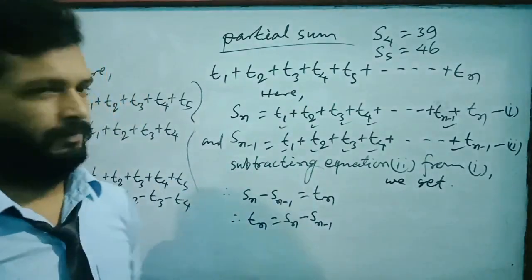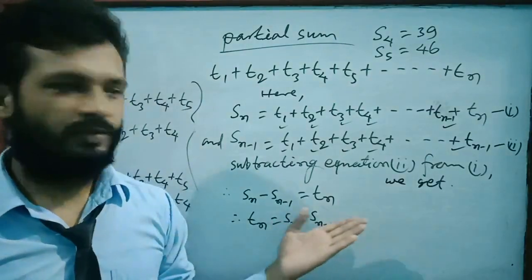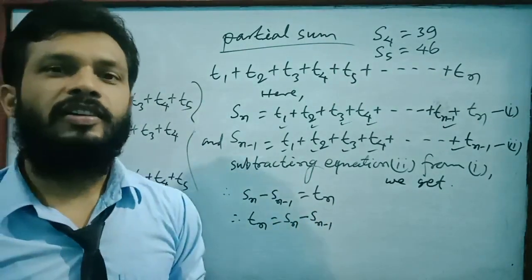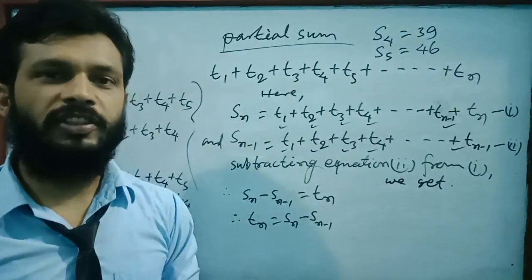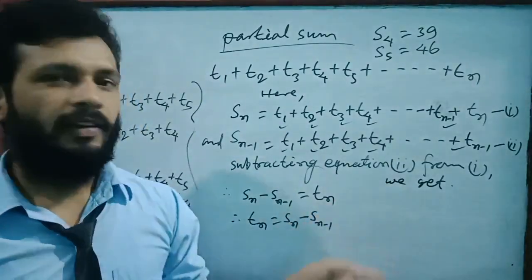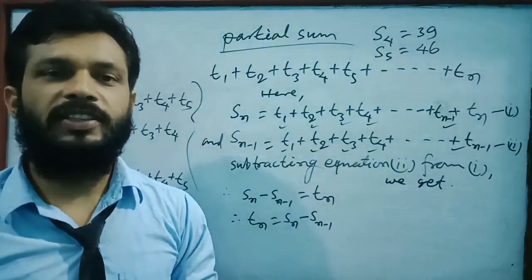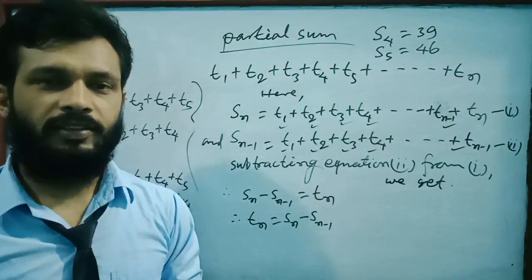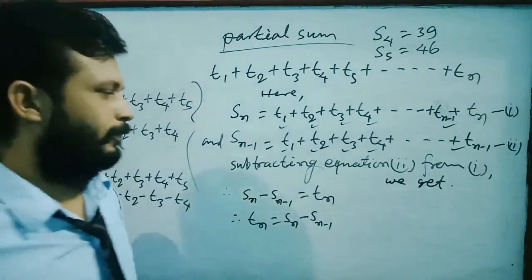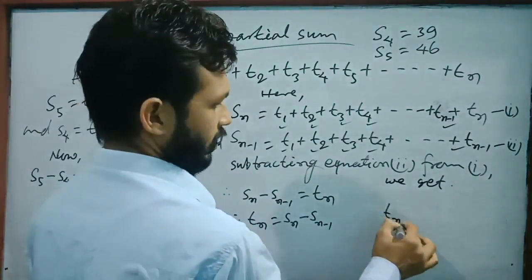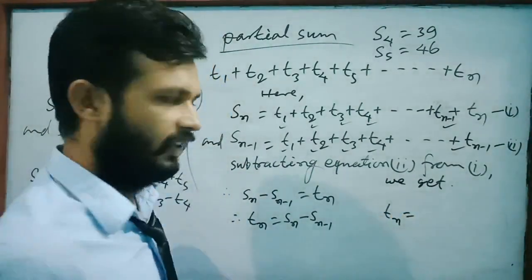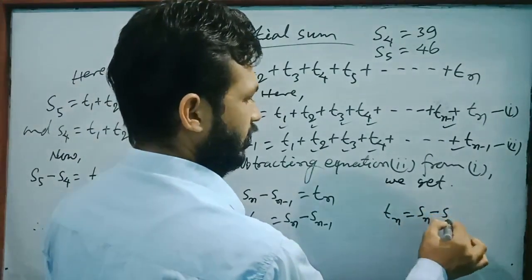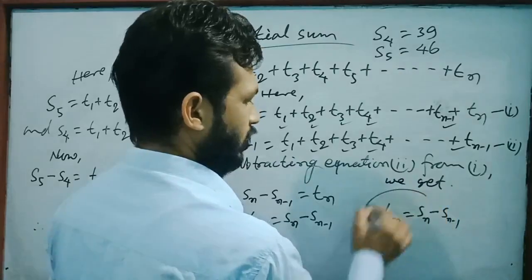Okay. Now you can find Tn, that means the nth term or general term, if the sum of the given sequence is given. So Tn equal to, if Sn is given, then Tn equal to Sn minus Sn minus 1.